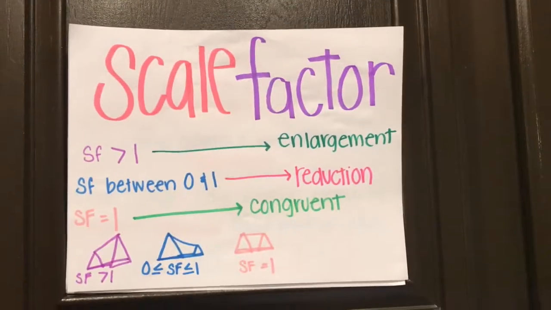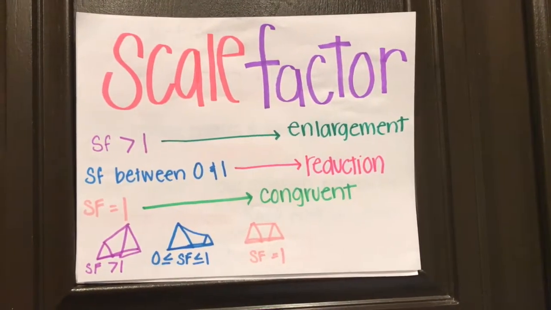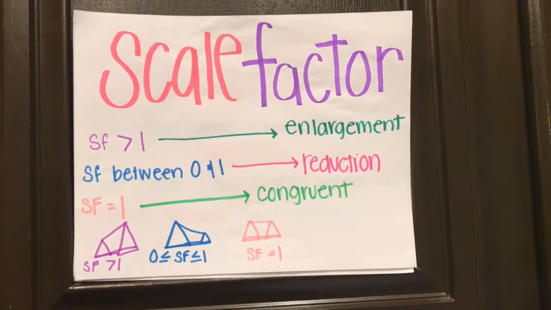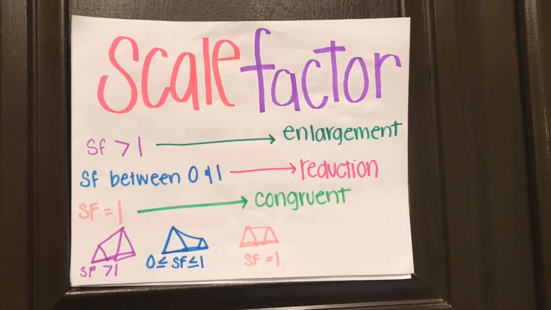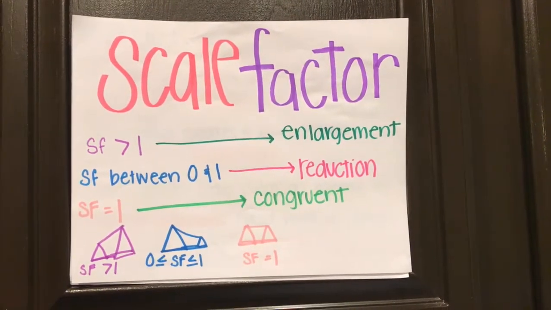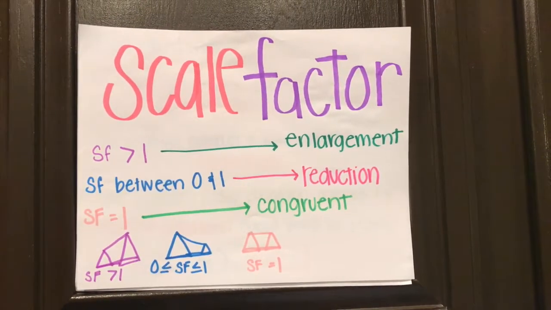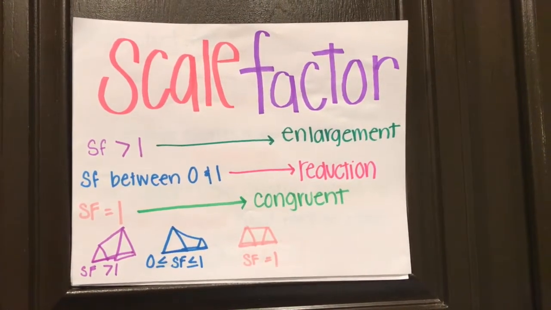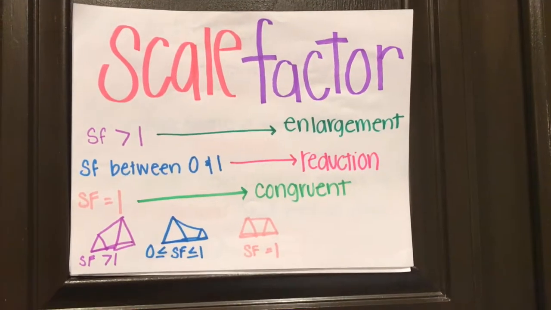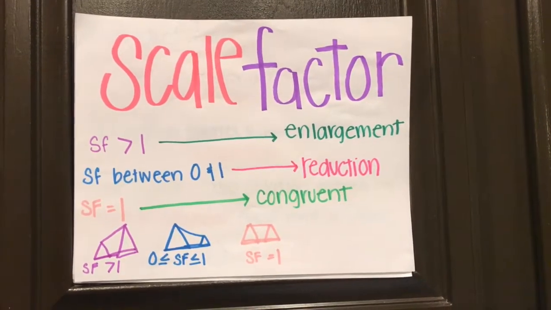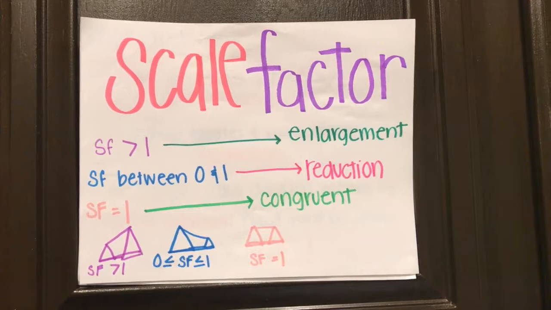Scale factor is so important that it gets its own page. If the scale factor is greater than 1, it's an enlargement. If the scale factor is between 0 and 1, like 1/2 or 1/5, that's a reduction. And if the scale factor is exactly 1, the image is congruent.